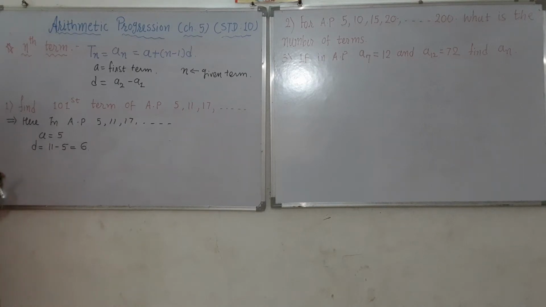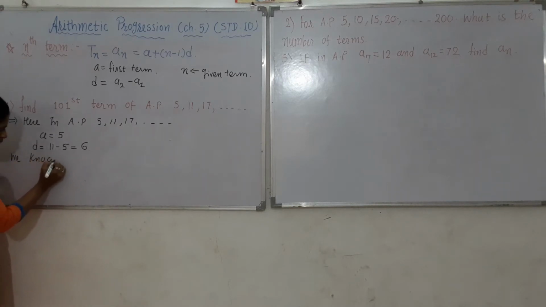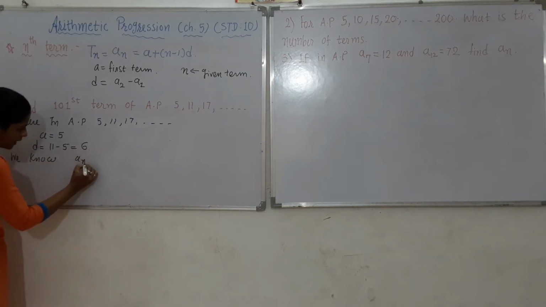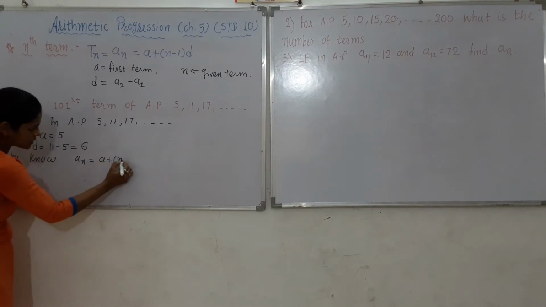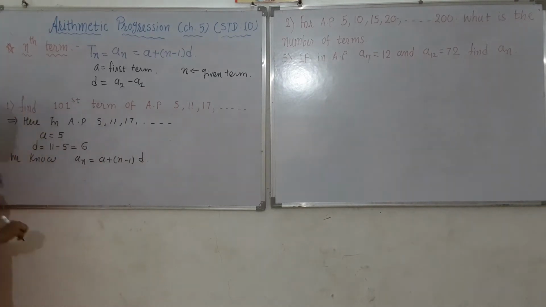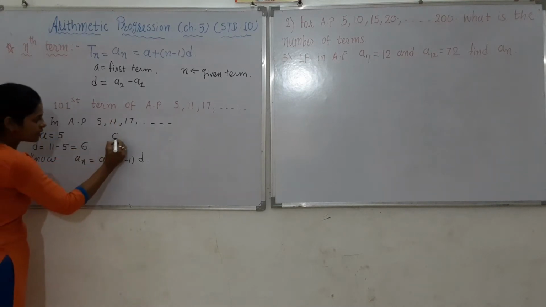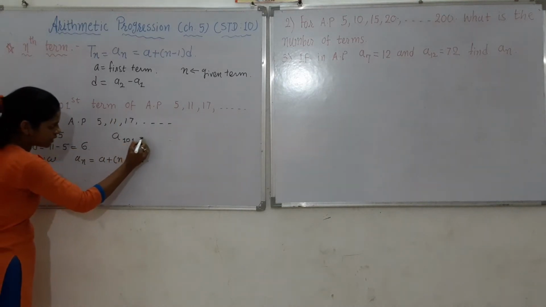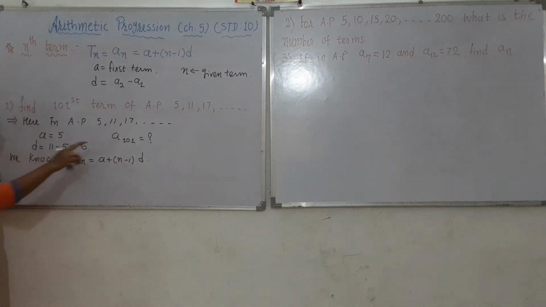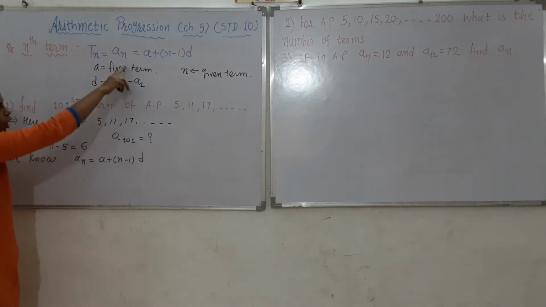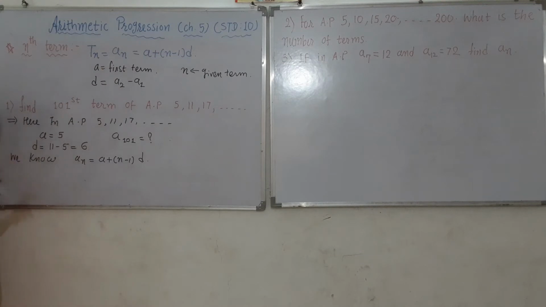After finding a and d, you should write the nth term formula. So you should write, we know an is equal to a plus n minus 1 into d. Now what do you want to find here? The 101st term. That means A101 is equal to question mark. You can write this as A101 or T101, both are equal. This is just a symbol.